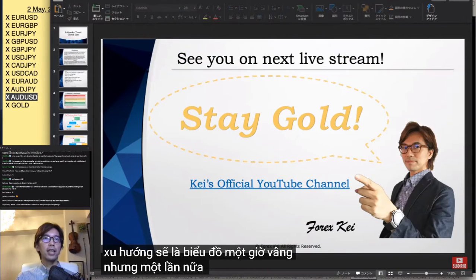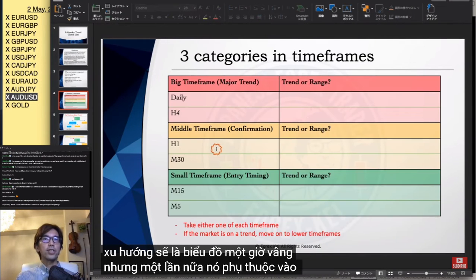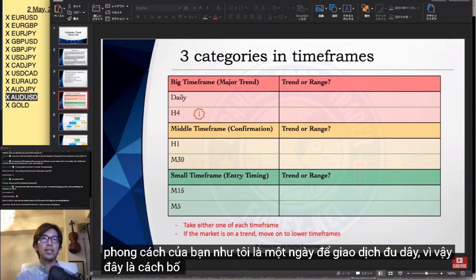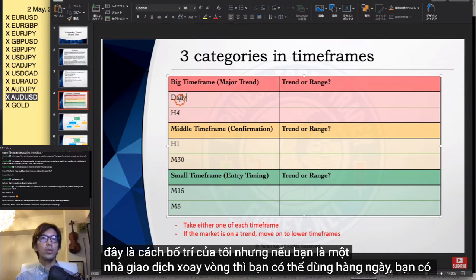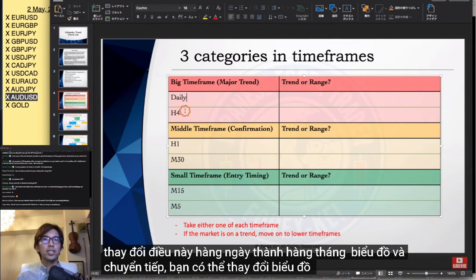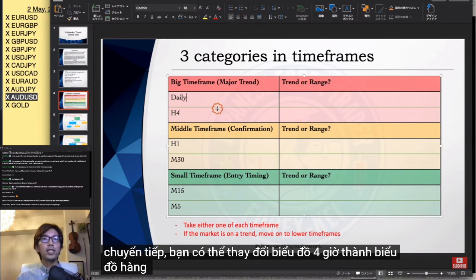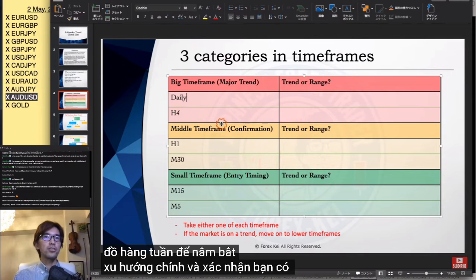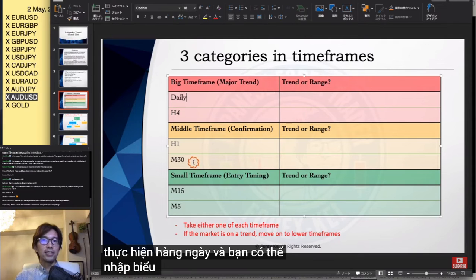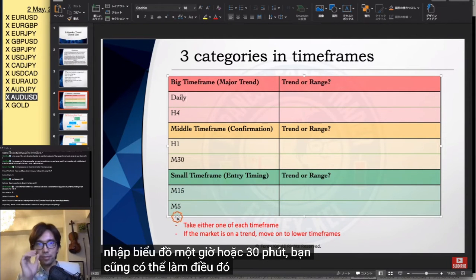But yeah, again, it depends on your trade style. I am a day to swing trader, so this is my layout. But if you are a swing trader, then you can take daily. You can change this daily to monthly chart, and the 4-hour chart to weekly chart to capture the major trend. And for the confirmations, you can take daily and 4-hour, and you can enter by 1 hour or 30-minute chart. You can do that too.